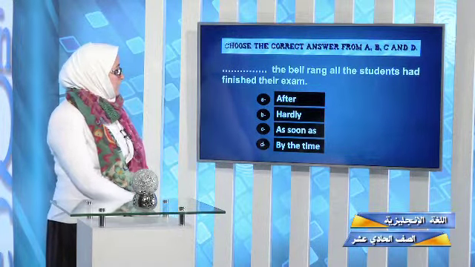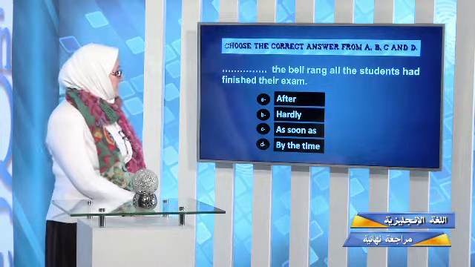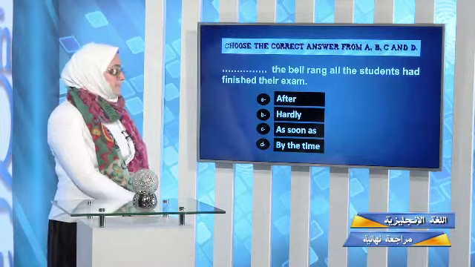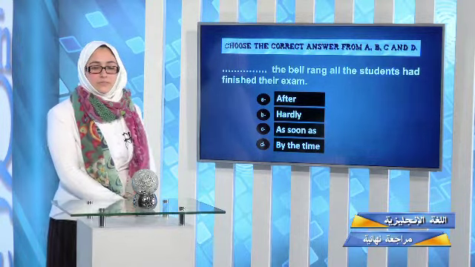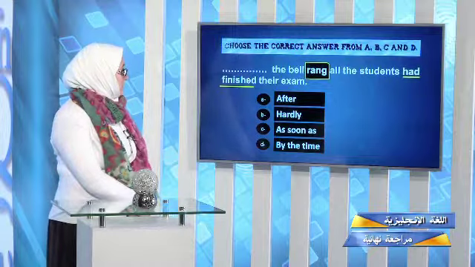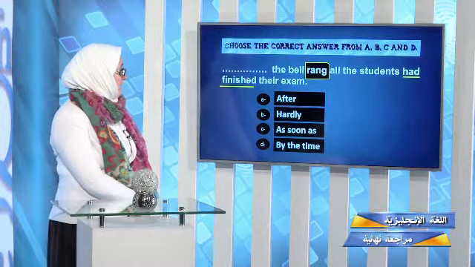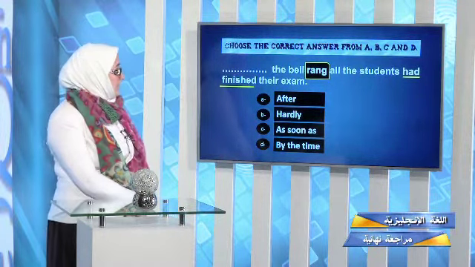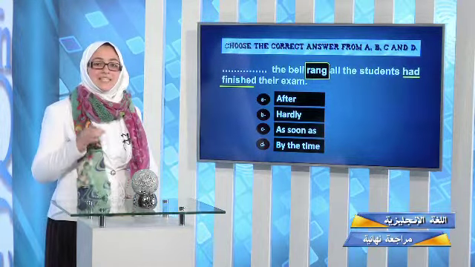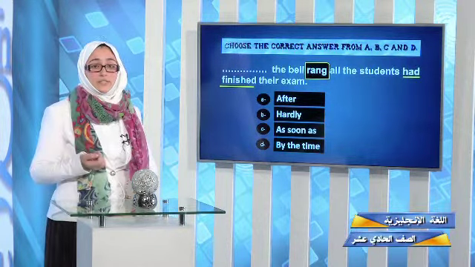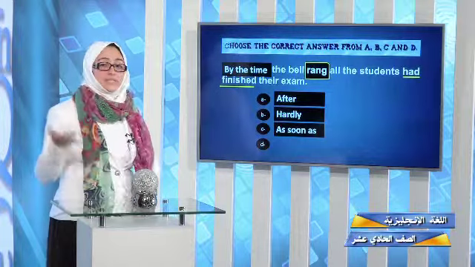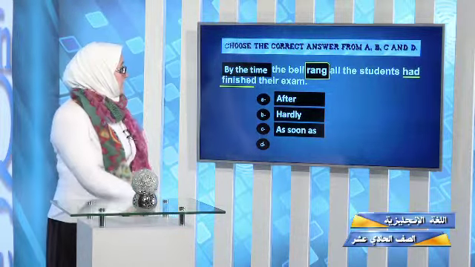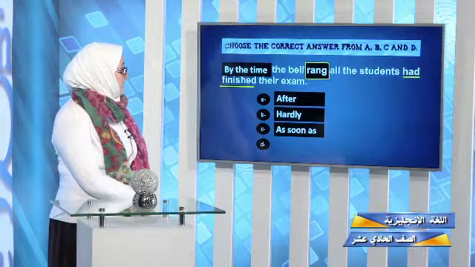Blank, the bell rang. All the students had finished their exam. So which of these conjunctions do we include in this answer? That's correct. You have to look at had finished and rang. And these are the indicators in the sentence that will tell you what the answer is. So based on what we see here, the answer is, by the time the bell rang, and rang of course is in the past simple tense, the students had finished their exam.